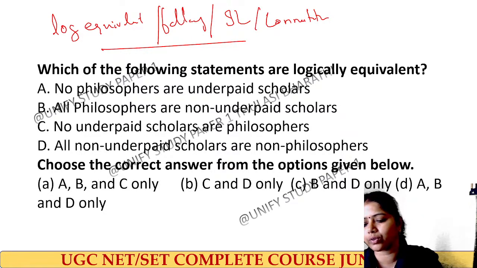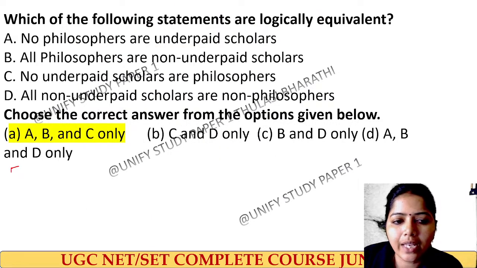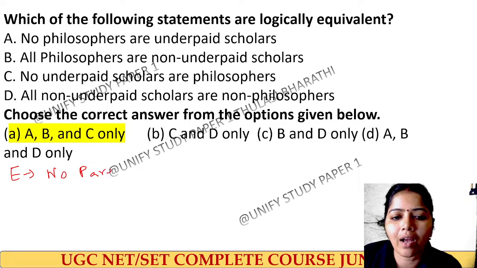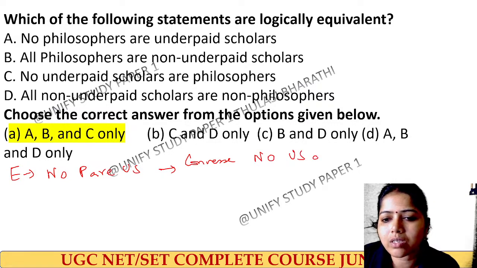The right answer for this question is option A. How is option A the right answer? This is an E-type statement: no philosophers are underpaid scholars. What will be the converse of it? No underpaid scholars are philosophers. It is not there in the options, so no problem.